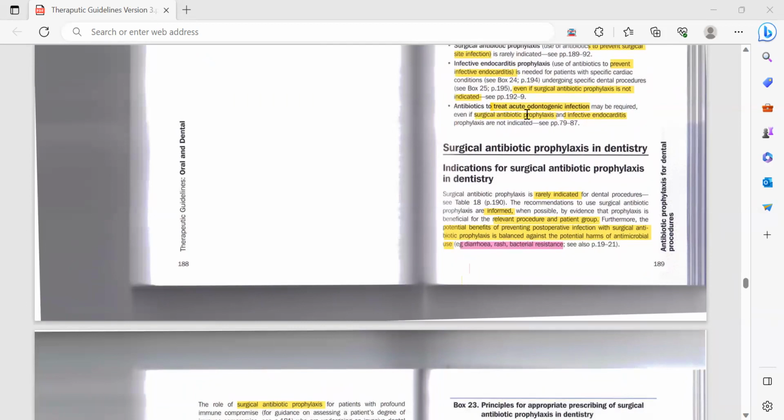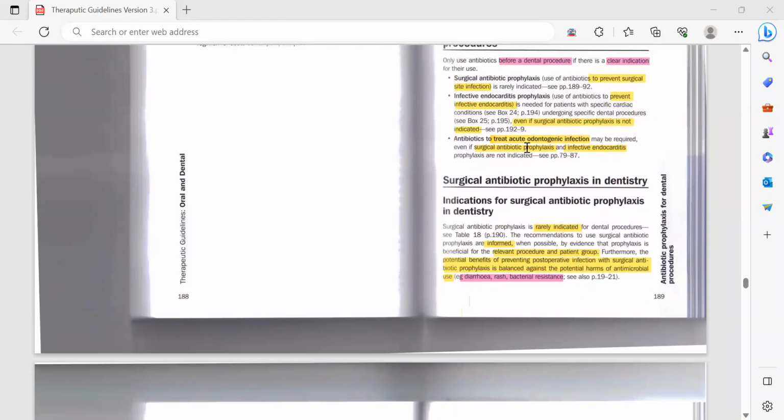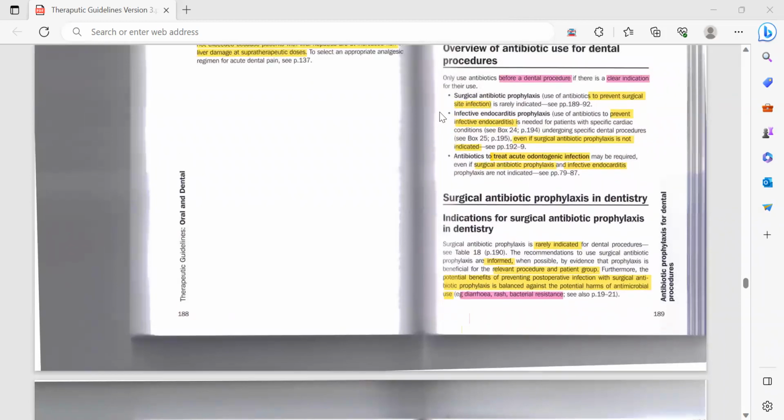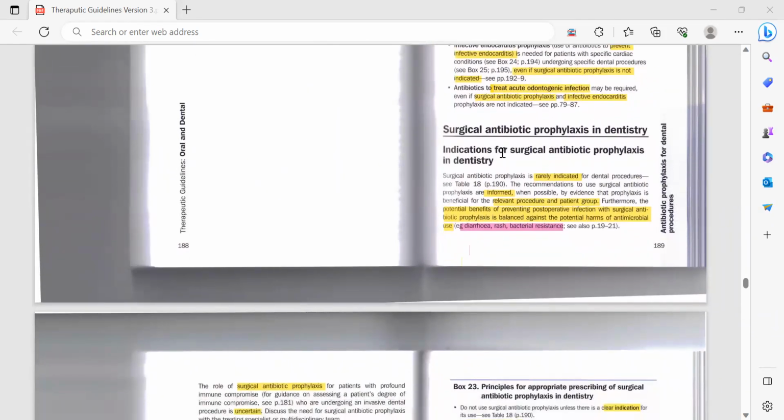And antibiotic to treat acute and odontogenic infection, we already covered this topic before in the previous pages, and you should be very thorough, like if there is any localized infection, do you need to prescribe or not, or when there is spreading infection, do you need to prescribe, which dose do you need to prescribe, which antibiotic, how many days, and what are the doses. Okay, so in this topic we will study these two things, and this is already done. So we will start with the surgical antibiotic prophylaxis in dentistry.